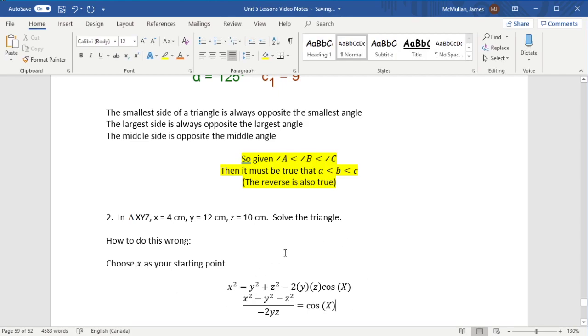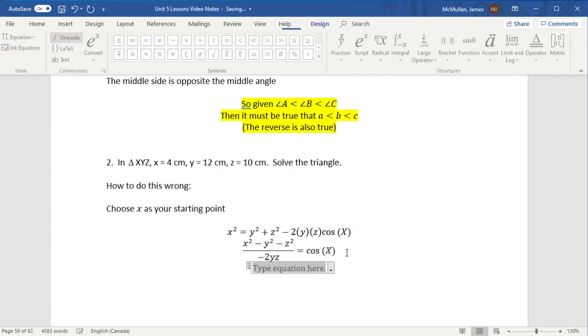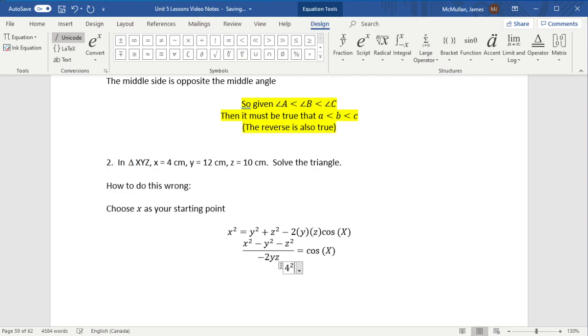So you notice this question is a bit different when you have three sides, right? Because the angle is what's missing. So you bring the y squared over, bring the z squared over, divide the negative 2yz over, and then you just have cos x left, right? So we just fill in what we know. 4 squared minus 12 squared minus 10 squared, divided by negative 2 times 12 times 10 is equal to cos x.